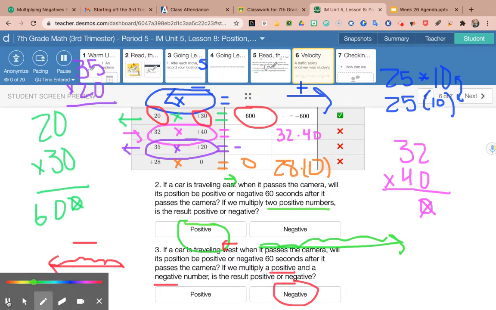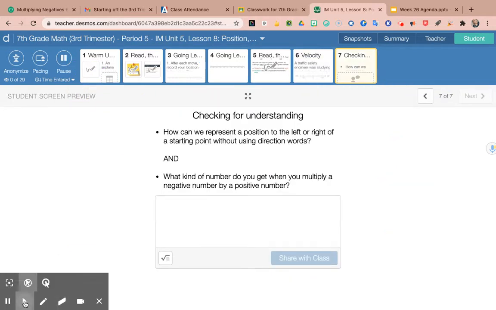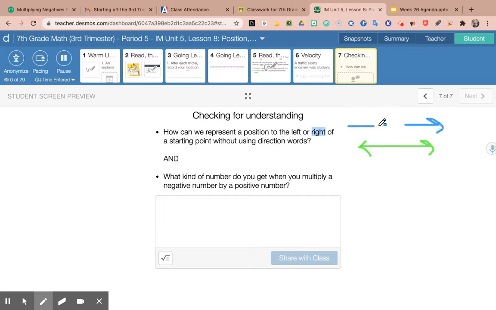All right, feel free to pause. I'm going to go to the last question. All right, checking for understanding. How can we represent a position to the left or to the right of a starting point without using direction words? So if I have a number line, how can I represent going left and right without words? Well, we use positive and negative numbers. So we use the direction left as negative and right as positive. So you would type that.